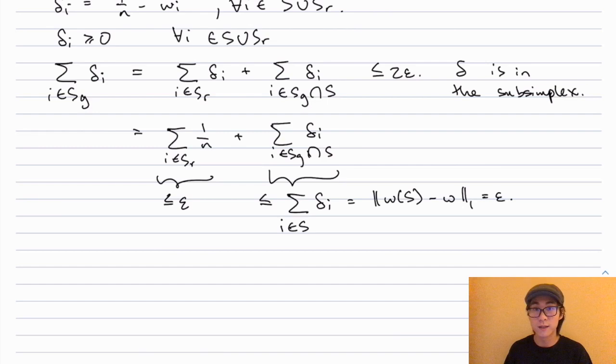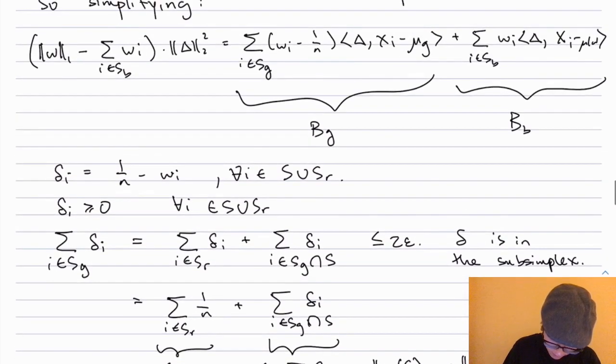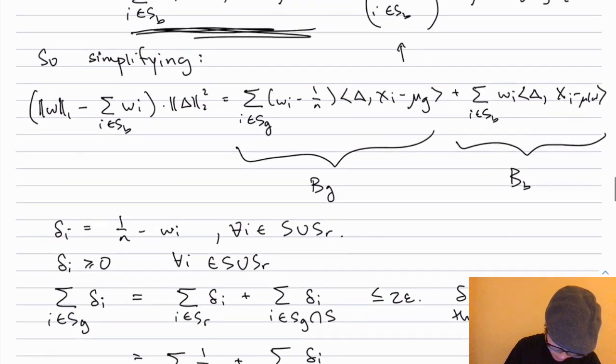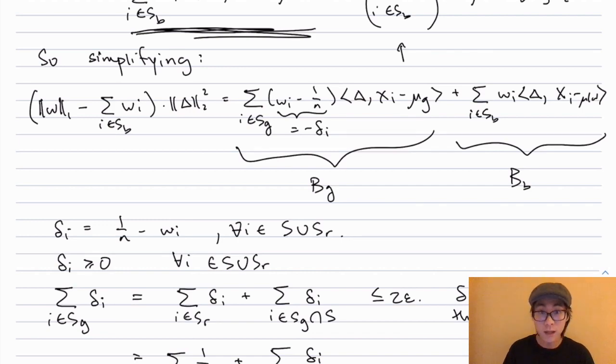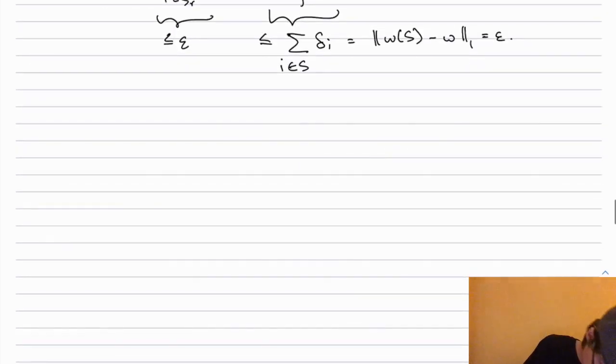Which will be useful in a second. So good, we have all these nice facts, and for this delta I, notice moreover, this is just equal to negative delta I. Okay, so now let's bound B sub good, and for some reason, let's bound B sub good squared.